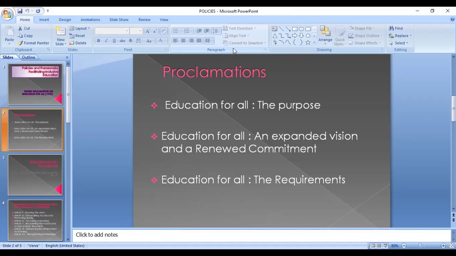Under this, you have some 4 or 5 articles. And the next one is Education for All regarding the requirements. You understand this, no? Education for All is the purpose: why we should have education for all. And under that, we have only one article.